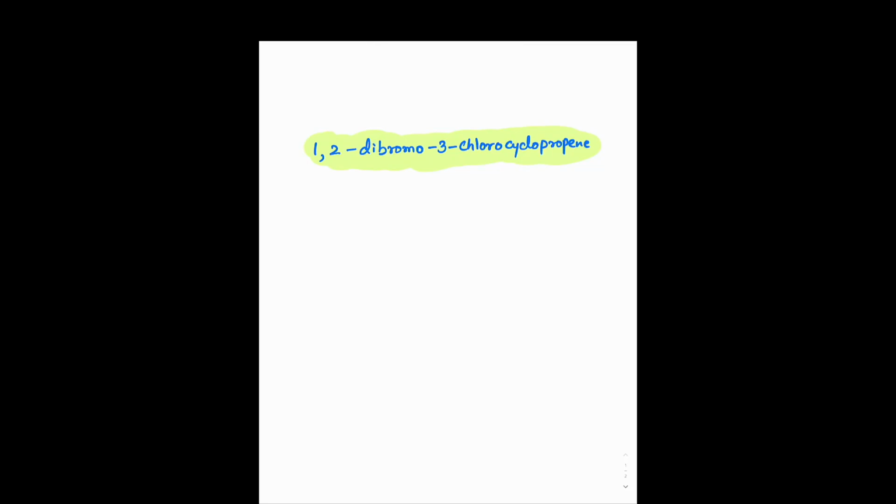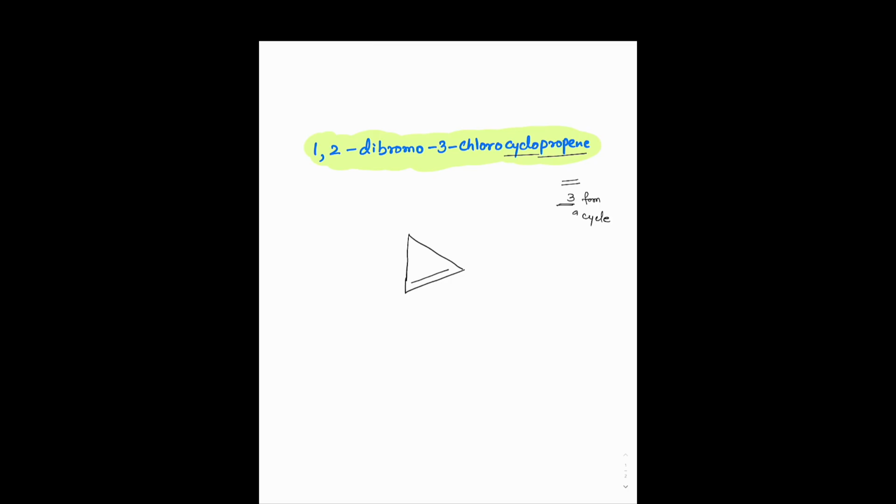Can you draw the bond line diagram of 1,2-dibromo 3-chloro-cyclopropene? Look at the name, there is propene in it, which means that there will be a double bond and there will be 3 carbon atoms. So let's first draw a triangle. Then we can draw a double bond here.